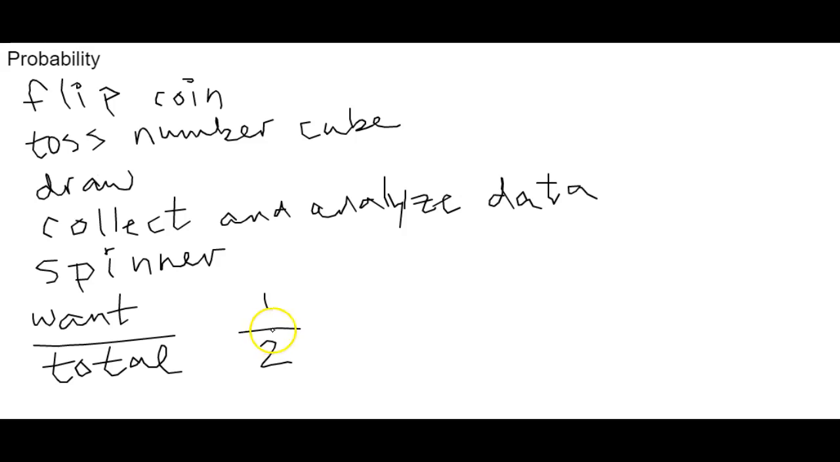So with our probabilities, there's three ways to represent them. A simplified fraction, a decimal, so you could plug this into a calculator and do 1 divided by 2, which is 0.5, or a percent. To get a percent, you take your decimal and you always multiply by 100 because all percents are out of 100. So 0.5 times 100 is 50%.